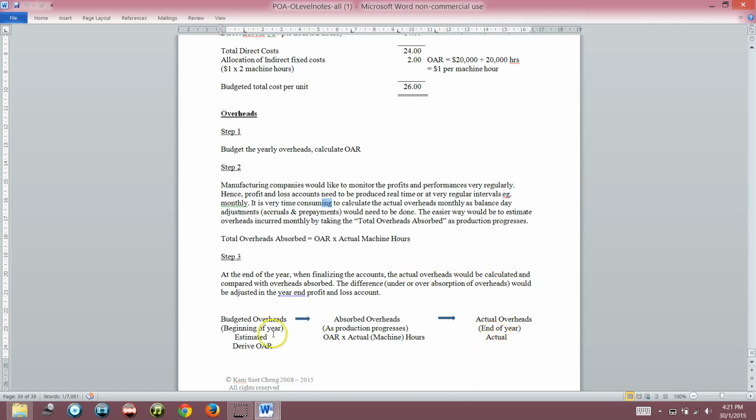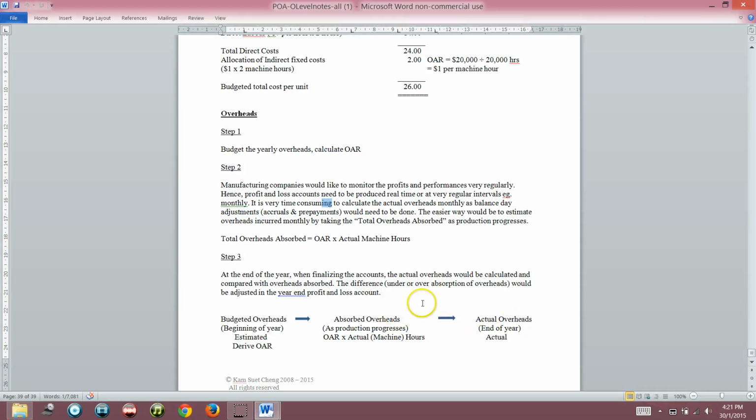So you see, budgeted overheads is what we do at the beginning of the year. Budgeted means estimated overheads, estimated figures to derive our overhead absorption rate. Then as production progresses, we will calculate the absorbed overheads every month. It will be the overhead absorption rate times actual machine hours or labor hours, but most of the time we use machine hours. Then at the end of the year, we will calculate our actual overheads.